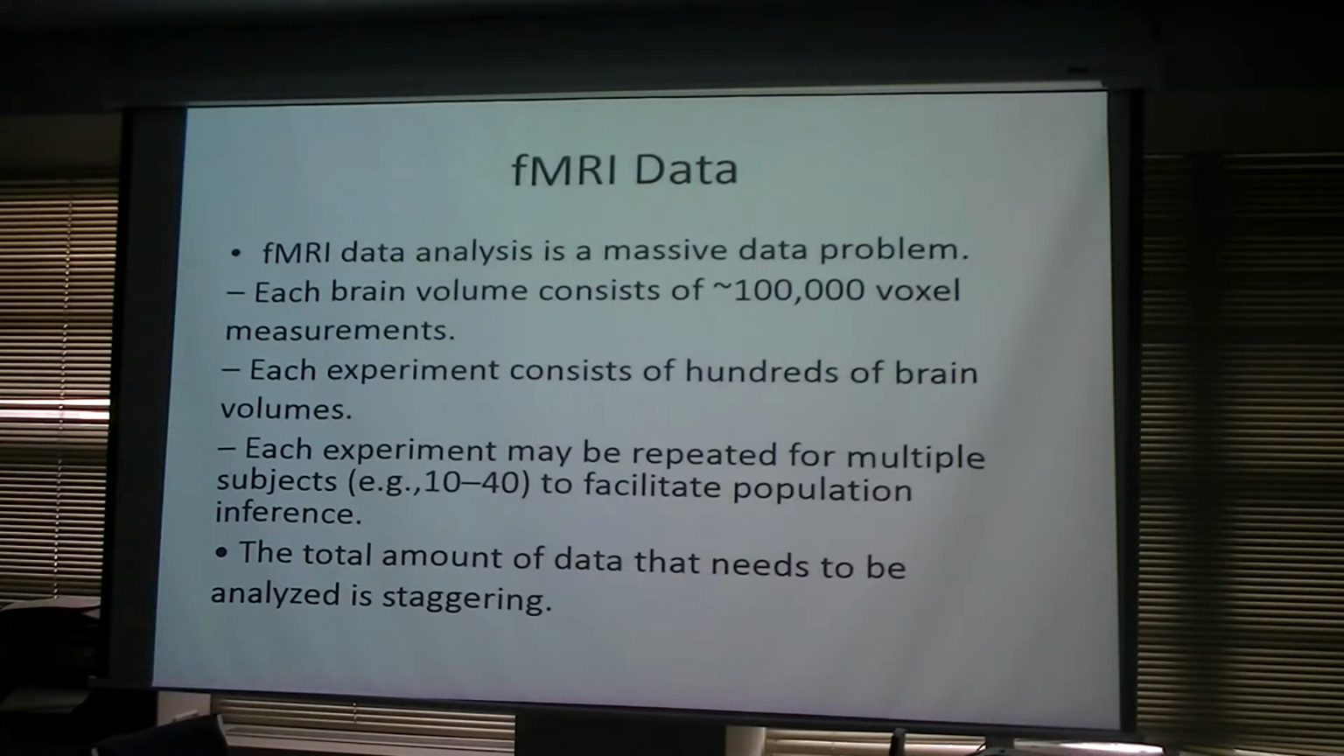And fMRI data analysis involves lots of data. Each brain volume consists of around 100,000 voxel measurements, and each experiment consists of lots of brain volumes. We check every 2 seconds how the brain is reacting.